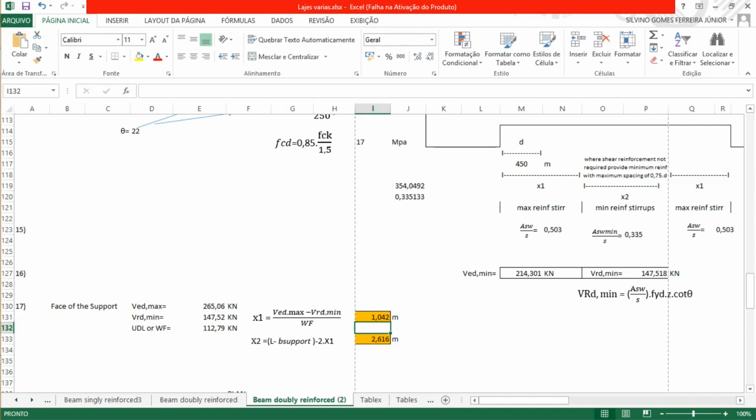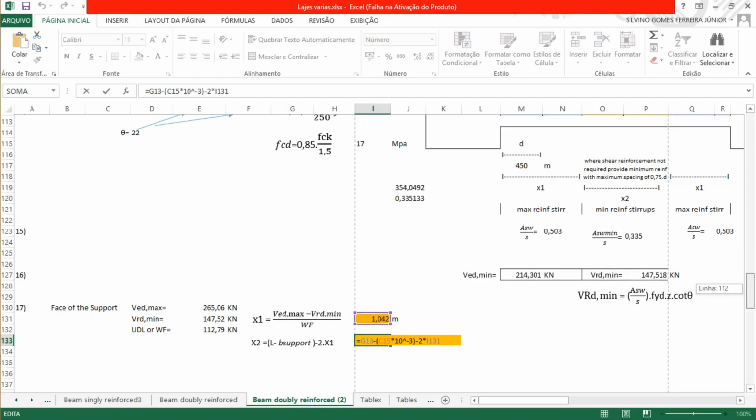The x2 is basically the length of the span less b of support, because it's half of support on this side, half of that one will give us the width of the support, less 2 times x1 that we calculated, because it's less this one and less this one. We'll get the x2. Replacing all values that we have is basically L, that is the span.